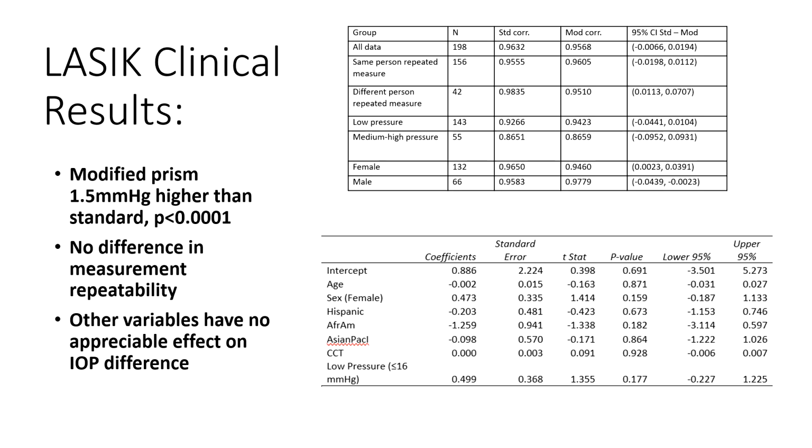In the clinical verification, the mean modified prism measurement was 1.5 millimeters of mercury higher than the standard prism measurement clinically, with a p of less than 0.0001. In the multivariate analysis, none of the predictor variables appeared to affect the relatively higher measurements from the modified prism over the standard prism, nor is there any difference in IOP measurement repeatability between the 2 prisms.